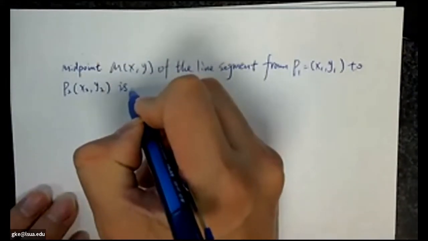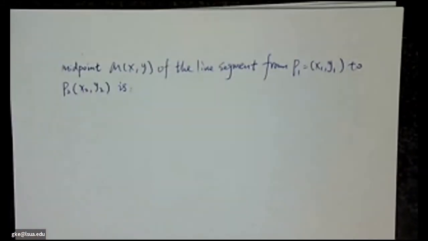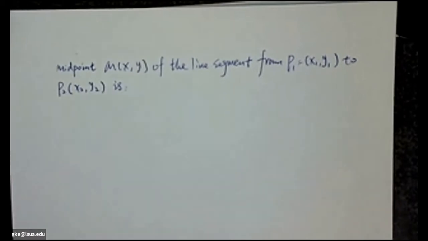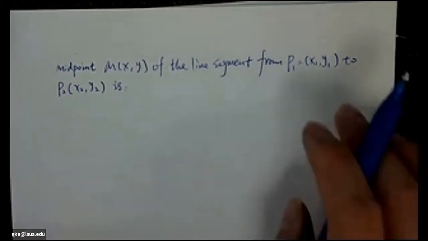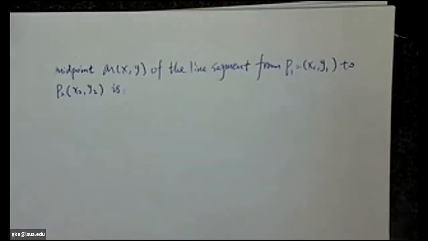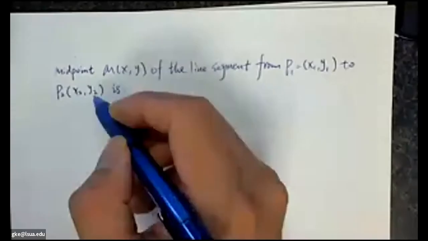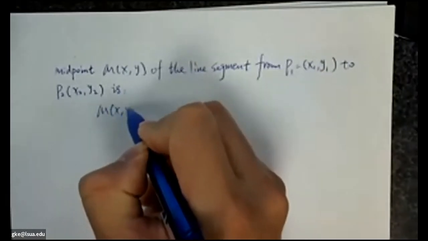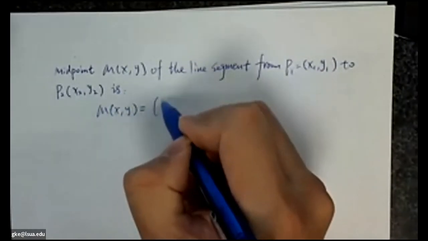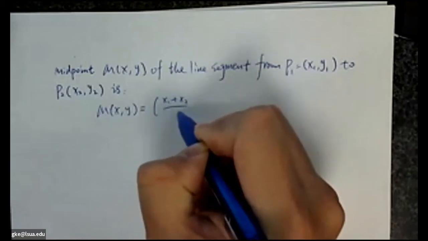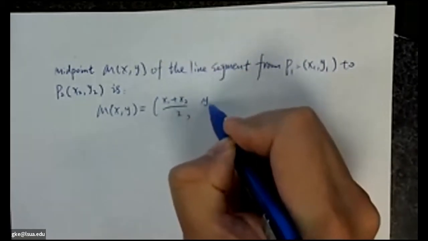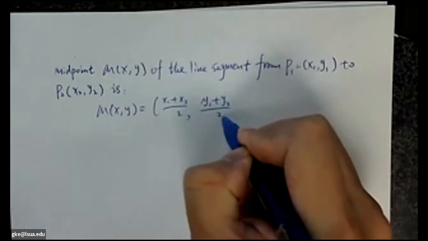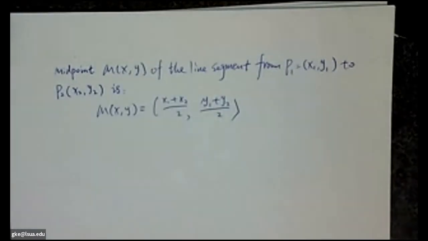Okay, and how to find the middle point between these 2 points? Between these 2 points, the formula is here. M(x,y) equals x1 plus x2 divided by 2, y1 plus y2 divided by 2. Okay, divided by 2.